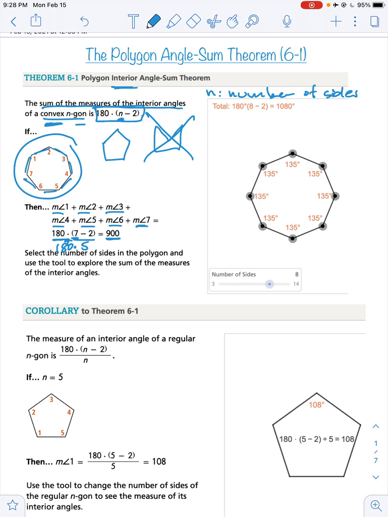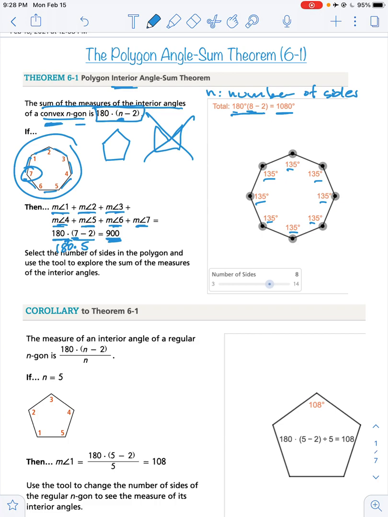And that's going to give me the sum of all the angles. So if I were to take all of the angles and add them all up, they would always add up to 900 when I have 7 sides. Okay. On this one in the picture over here, we have 8 sides. So our number is 8 instead. So we have 180 times 8 minus 2, and that gives us the number 1080.